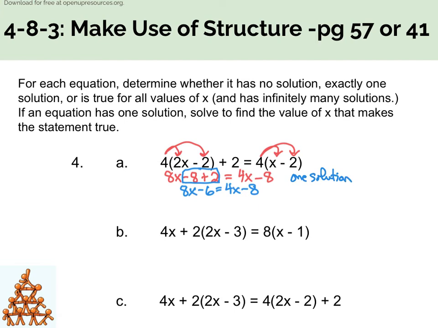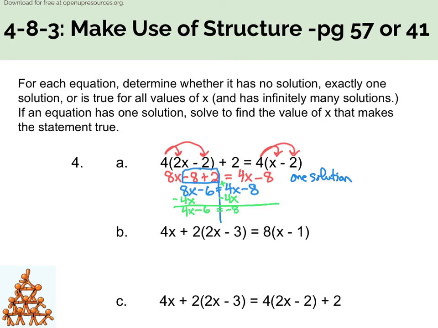So let's go ahead and keep on solving it. I'm going to put all of my x's on the left-hand side. So this is a positive 4x. We're going to subtract off 4x. So 8 minus 4 is 4. Still have negative 6, or minus 6, and then we still have the minus 8.